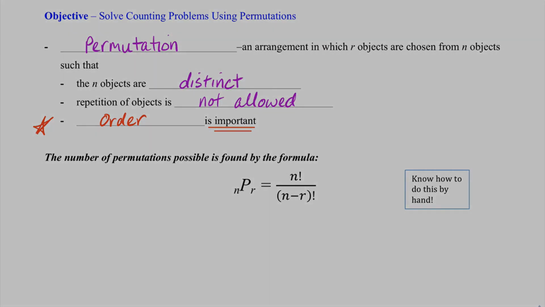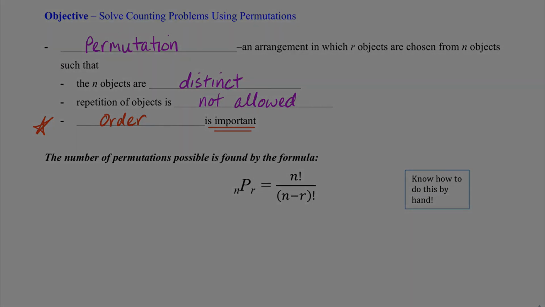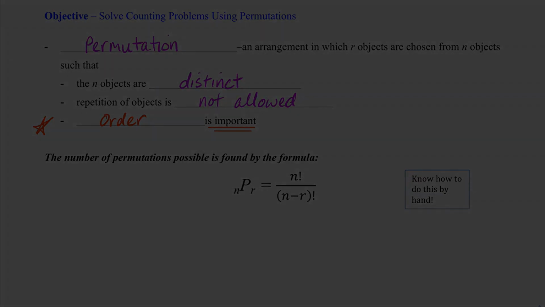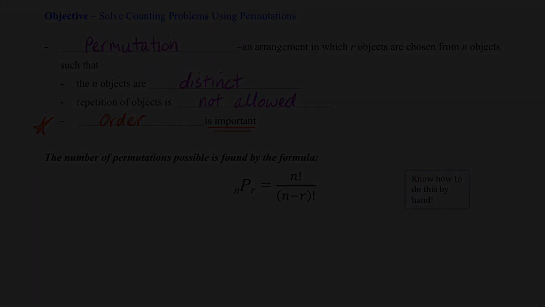The idea behind working with permutations, though, is we want to go through this checklist where we have distinct objects with no repetition and order being specified and important. That way we know we're trying to find a permutation.